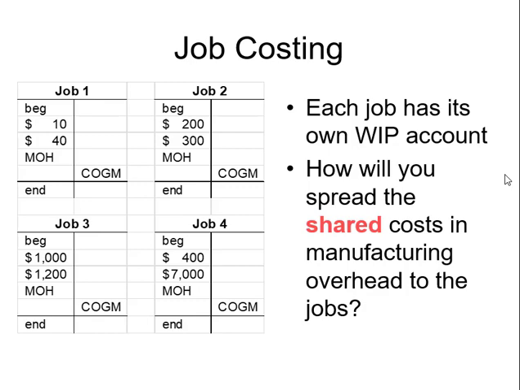What firms have to do is decide what they're going to use as the activity to spread overhead to these jobs. And you try to pick some activity that's related to what's in overhead. Overhead's a great big bag. If you open the bag and look inside, you're going to see all kinds of stuff.